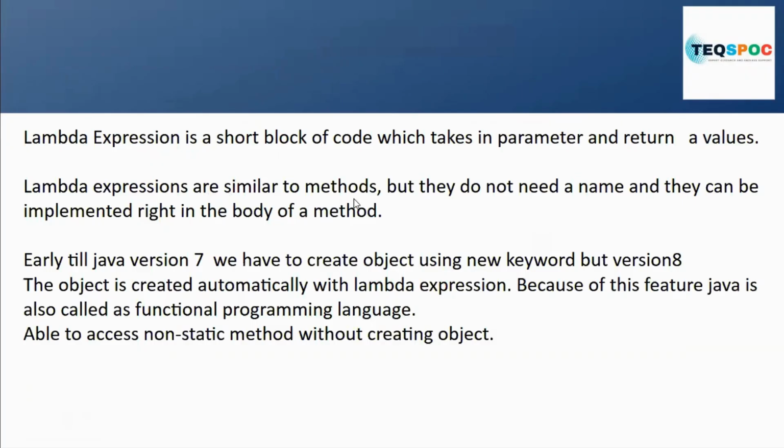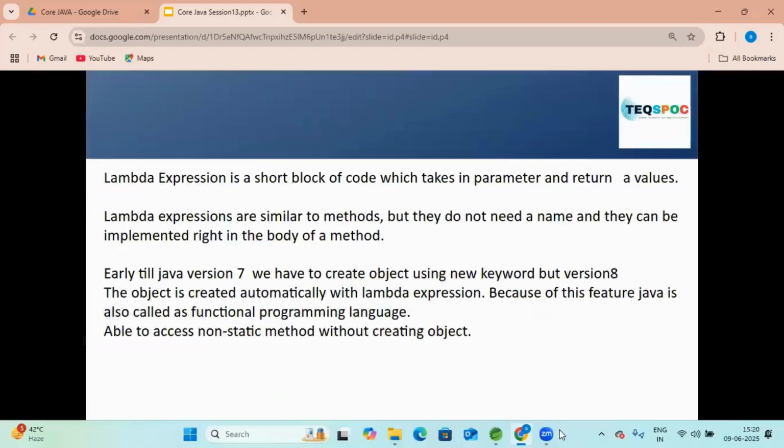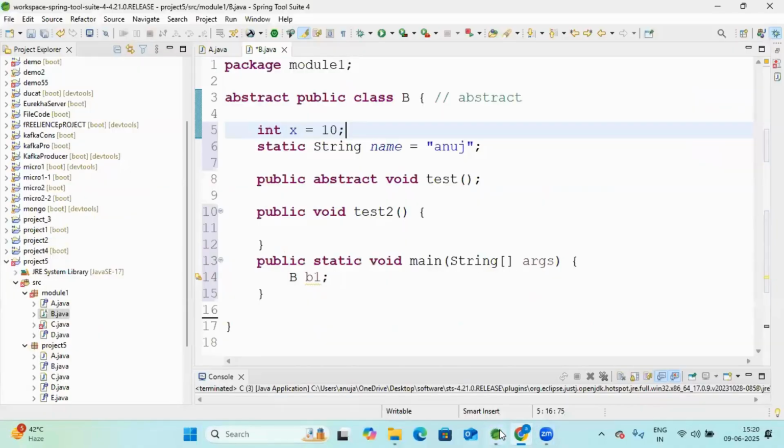A lambda expression is similar to a method. They do not need a name, and they are implemented right in the body of the method. Earlier, till Java version 7, we could create the object using the new keyword, but from version 8 onward, the object is created automatically with the lambda expression. Because of this feature, Java is also known as a functional programming language, and we can access the non-static variable without creating an object.